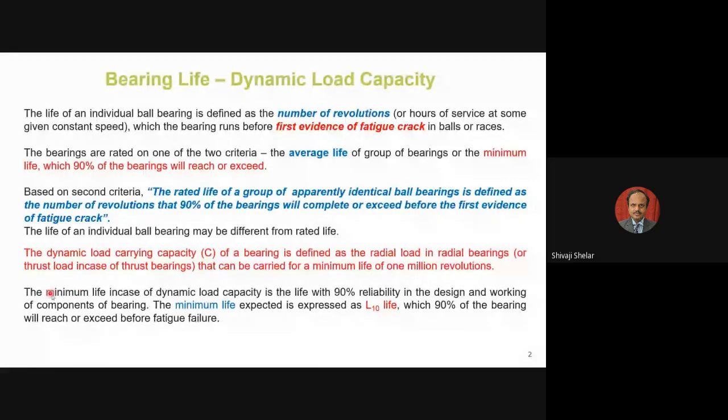What I explained here is the same thing written here. The minimum life in the case of dynamic load capacity is the life with 90% reliability. Right, I am talking about the probability and reliability concept here.